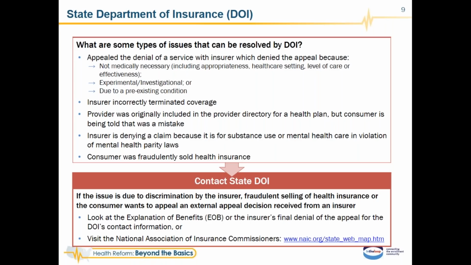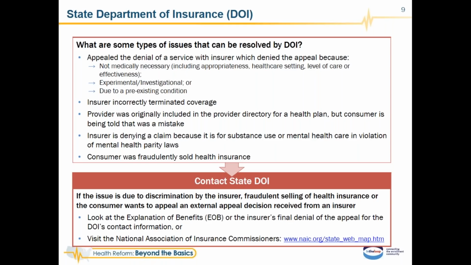And when a consumer doesn't get relief from their insurer, they may want to turn directly to the Department of Insurance. So for example, this could be if the insurer denies coverage of a claim or a service, the consumer goes through the insurer's internal appeals process, gets a confirmation of that denial, then the consumer might want to go to their state Department of Insurance.